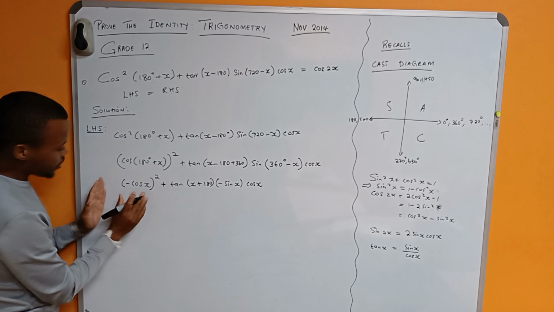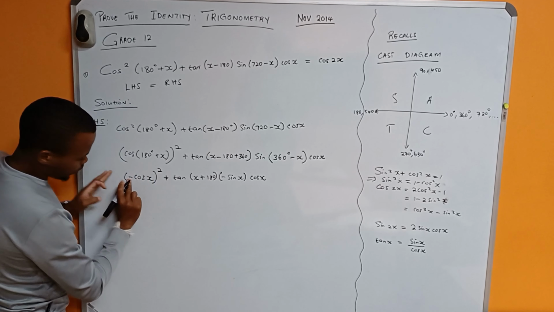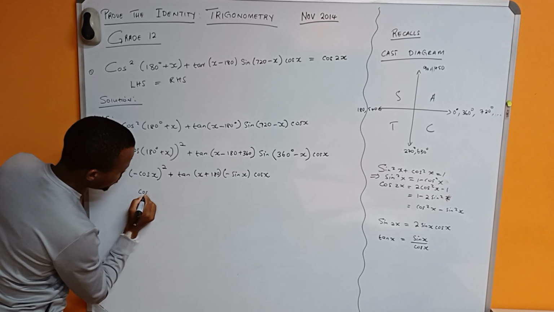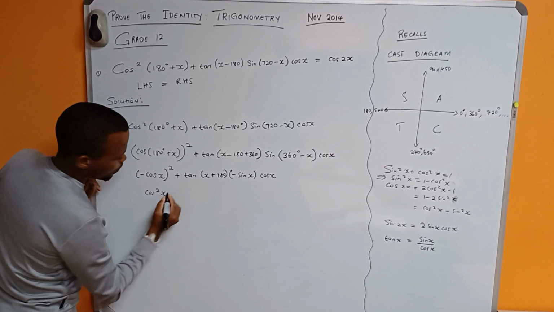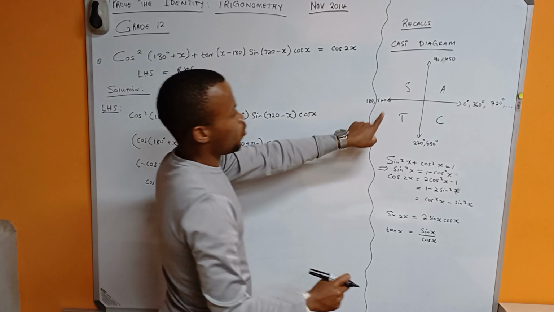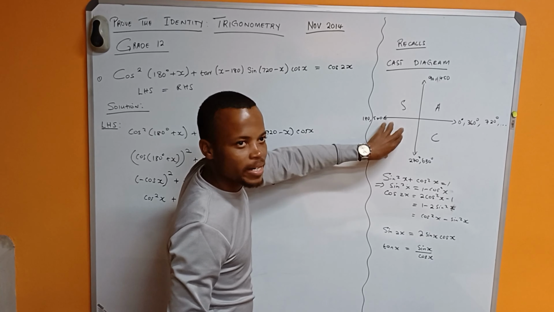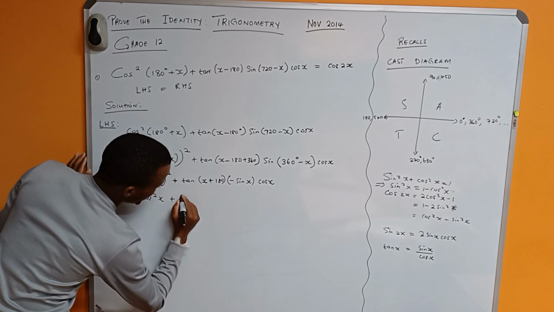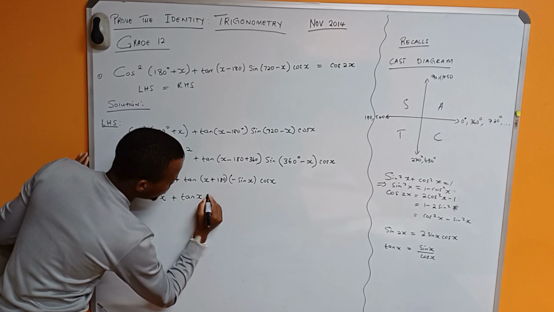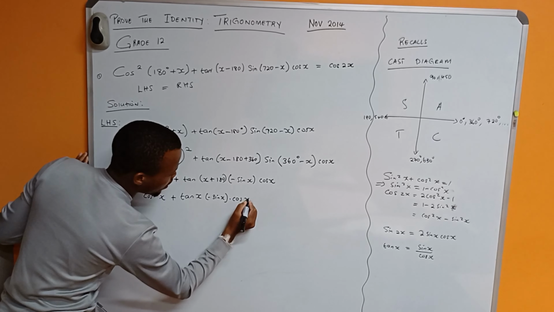All right. So here, if you square this, you end up with this one. If you square minus 1, it becomes 1, so it becomes cos squared x. Plus, here it's tan(180 + x), and tan is positive in the third quadrant. So that means we'll end up with tan x. And then here we have minus sin x times cos x.